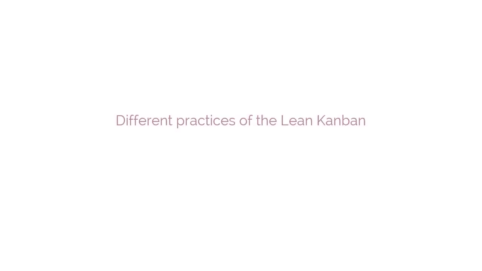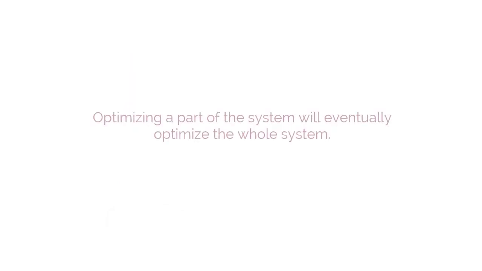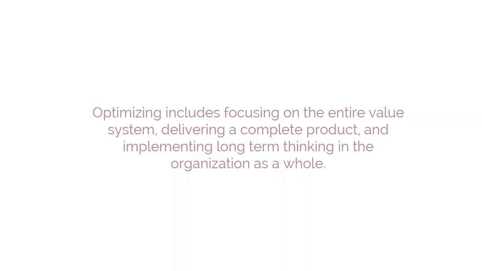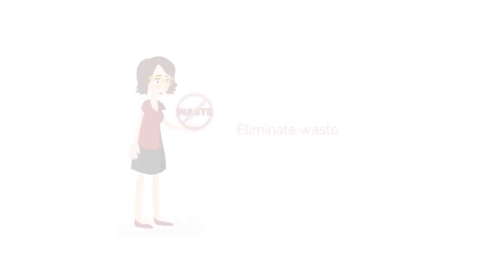Let's look at the different practices of the Lean Kanban. 1. Optimize the whole. Optimizing a part of the system will eventually optimize the whole system. Optimizing includes focusing on the entire value system, delivering a complete product, and implementing long-term thinking in the organization as a whole.